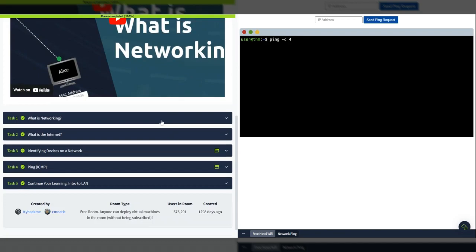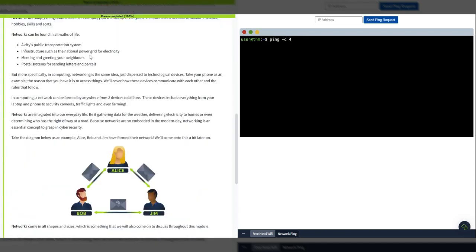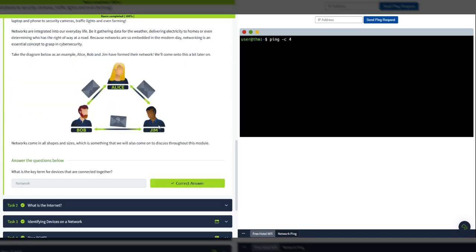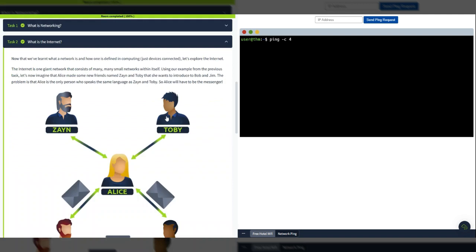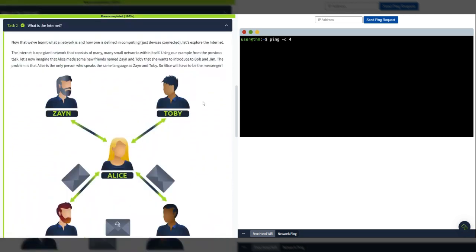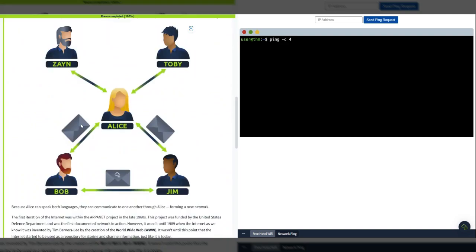So for task 1, I read through it and it helped me understand more of what a network is. Like for example, with these 3 devices that Alice, Jim, and Bob are using and talking to each other with creates a network. For task 2, I read through it again and I understand that because Zane and Toby joined in, it created a new type of network where they're all communicating with each other, with Alice being the main messenger because of language barriers.